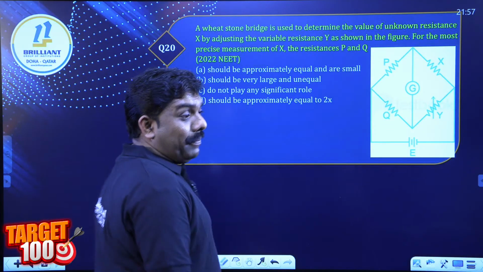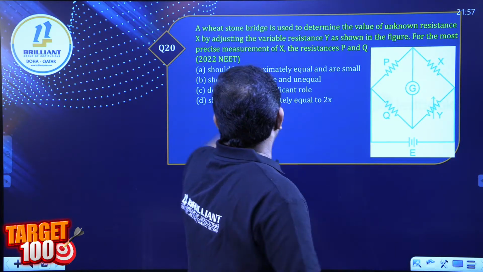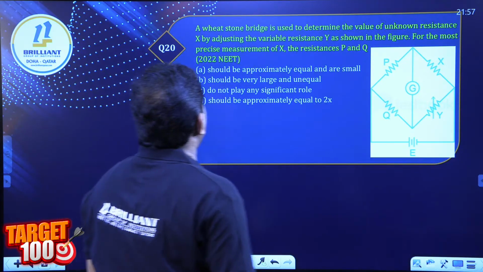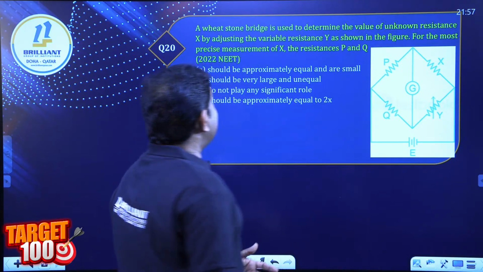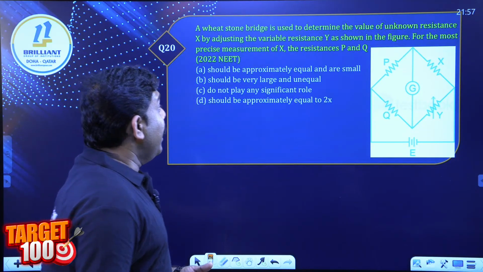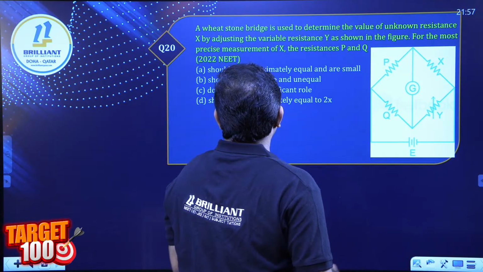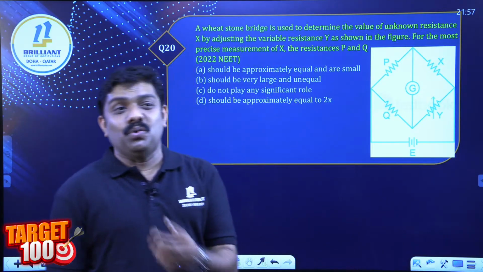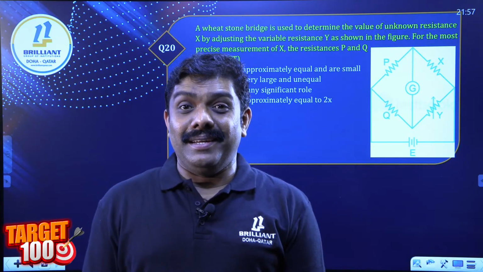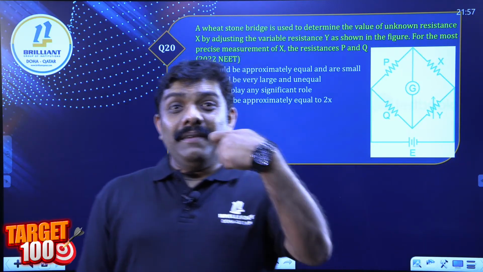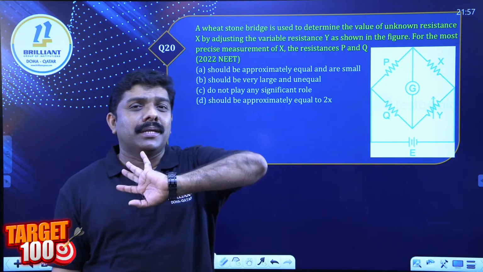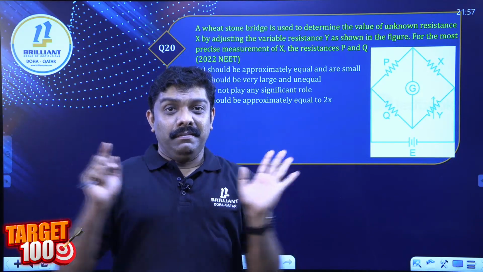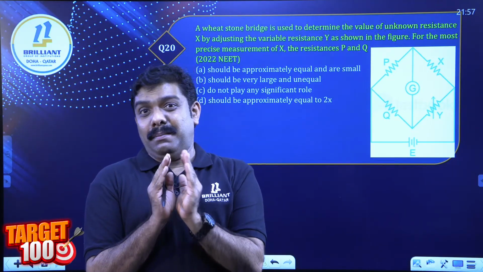Now we are doing the last question today evening. Question 20, Wheatstone bridge. A Wheatstone bridge is used to determine the value of unknown resistance X by adjusting the variable resistance Y as shown in the figure. For the most precise measurement of X, the resistances P and Q will be there. One important point: we are lucky, for the board examination meter bridge and potentiometer are not there, but Wheatstone bridge is a very important area.